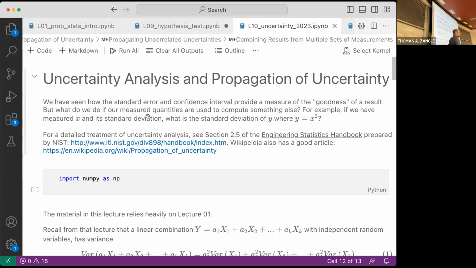Any questions on hypothesis testing? Any more questions on hypothesis testing? Yeah. Yep.